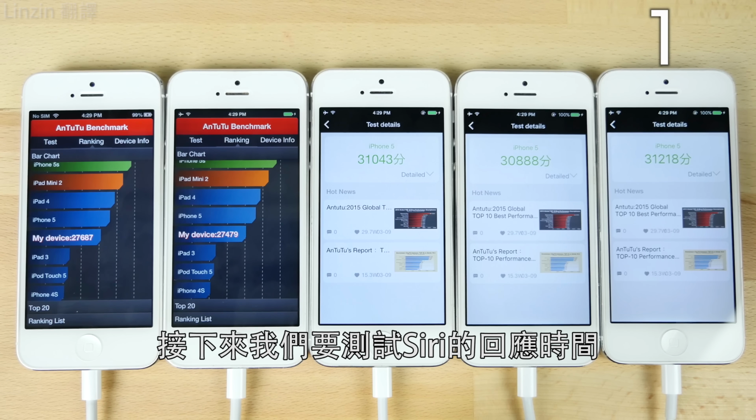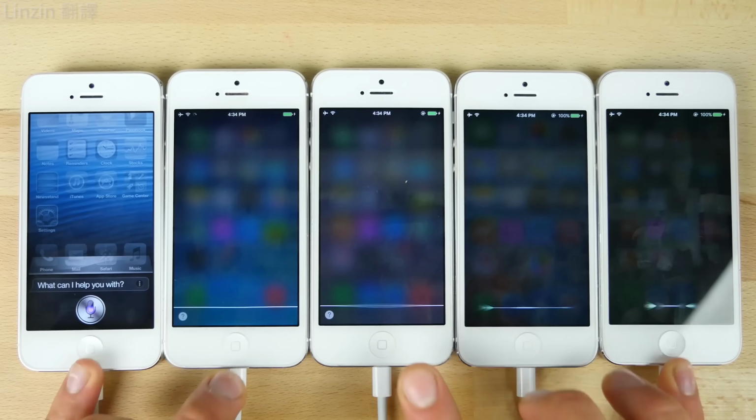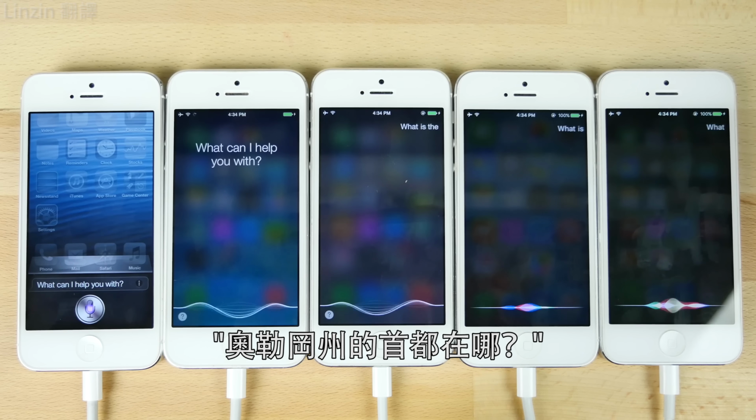Now this next portion is for Siri and response time. What is the capital of Oregon?